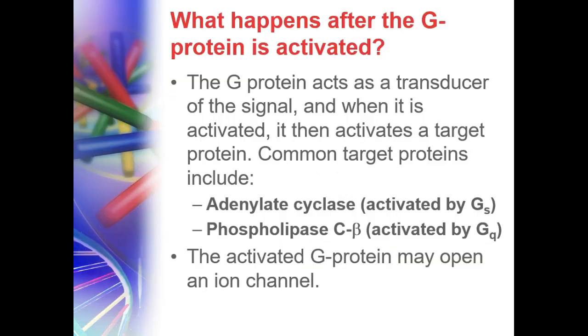So what happens after the G protein is activated? The G protein acts as a transducer of the signal. When it is activated, it activates some kind of target protein. The common target proteins include adenylate cyclase, which we want to talk about first. It can also activate phospholipase C beta, which we'll talk about at the end. Or it may open an ion channel. So there are lots of proteins that the G protein might activate. Again, it might activate enzymes, but it might open channels as well. It depends on what type of G protein is associated with that receptor.